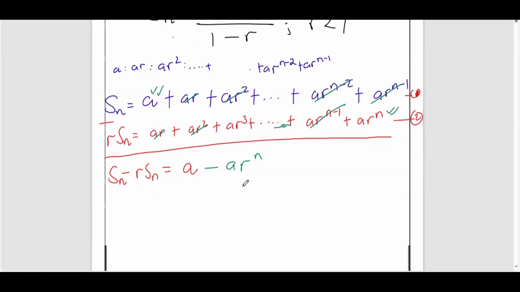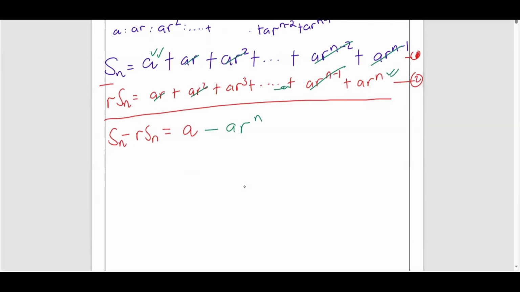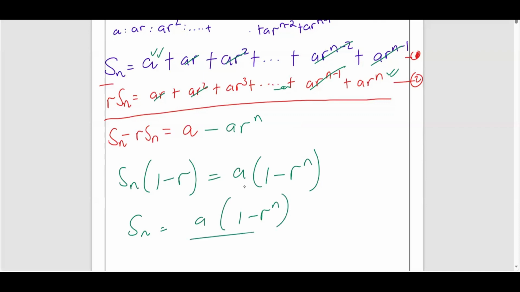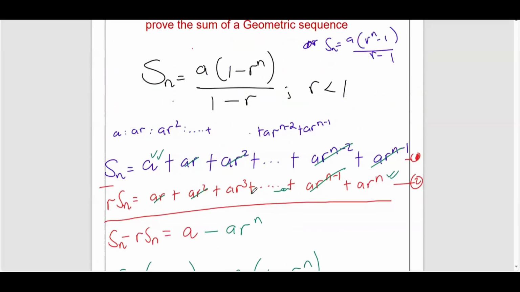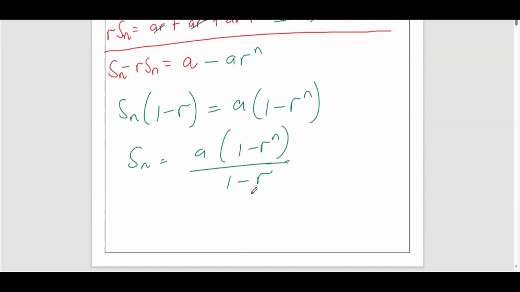My next step should be the factorization: take out what is common. So Sn is common there, I'll have (1 − r). On my right-hand side, the a is common, I'll have (1 − r^n). Then divide both sides by this bracket. So our Sn is going to be a(1 − r^n)/(1 − r). So this is the formula as requested. This works in most cases if r is less than 1. So if r is less than 1, that's when we can use this formula.